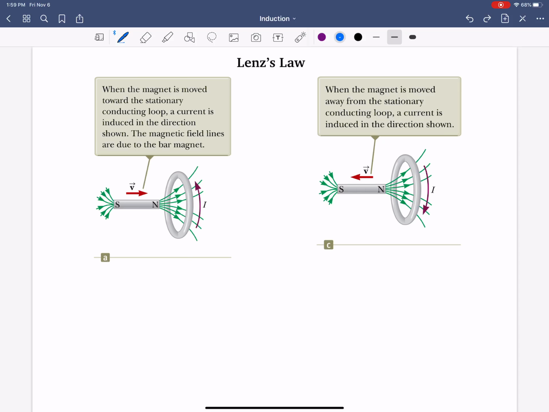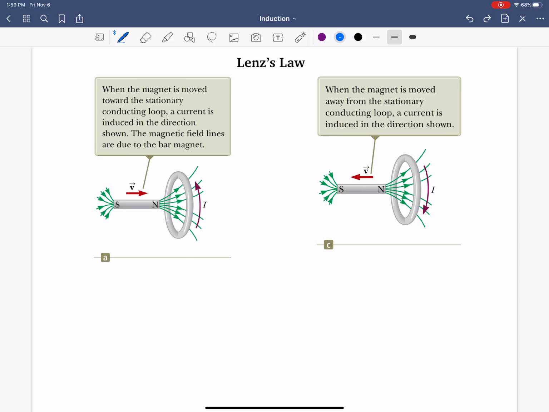Okay, so let's see. We have two examples here of a bar magnet. In both cases, they have the orientation the same. North is on the right, south is on the left. And it's in close proximity to a current loop, a conducting loop, but there's no current initially running through it, okay?